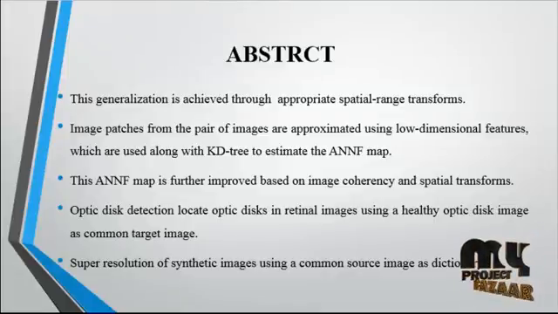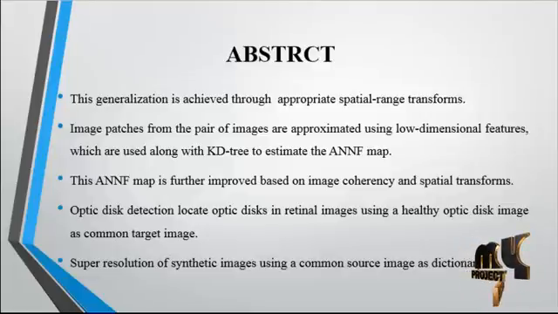In this paper we propose FeatureMatch, a general approximate nearest neighbor field computation framework between a source and target image. The proposed approach can estimate ANNF maps between image pairs that are not necessarily related. This generalization is achieved through approximate spatial range transforms to compute the ANNF matching. The spatial range transform is applied as a range transform on the source image.